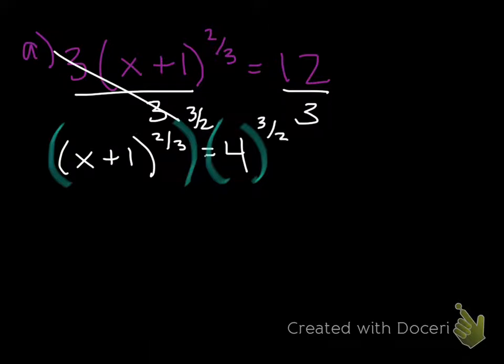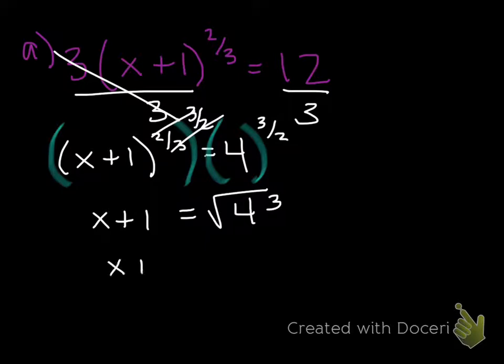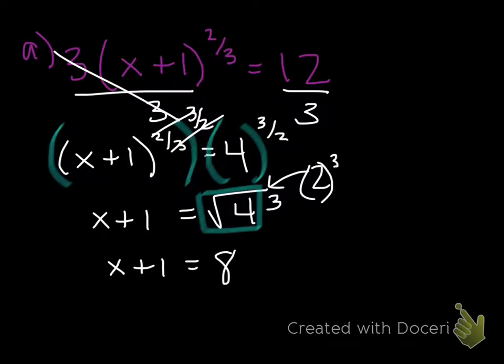Again, on the left side, they're going to cancel, and I'm left with x plus 1. On the right side, I'm going to convert this back to radical form. So this would be the square root of 4 cubed. And we always talked about that. I want to take the square root first to make it smaller. So the square root of 4 is 2, but then I'm still left with 2 cubed. So my answer will be 8. Subtract 1 from both sides, and I get x equals 7.